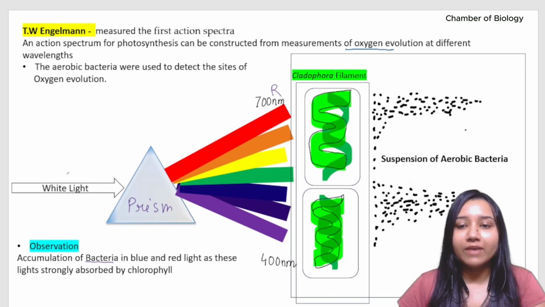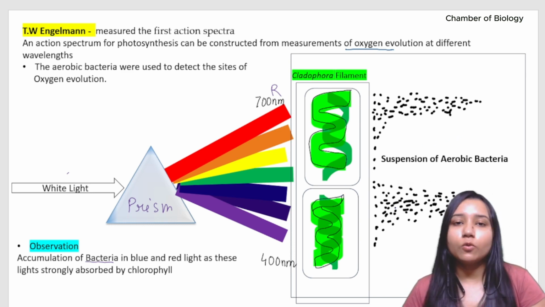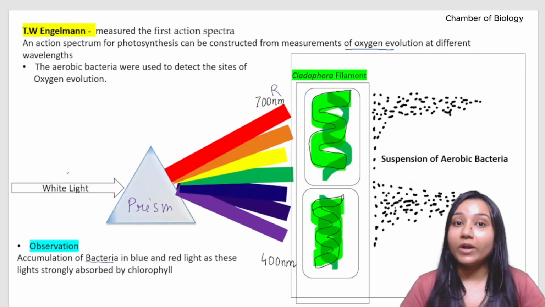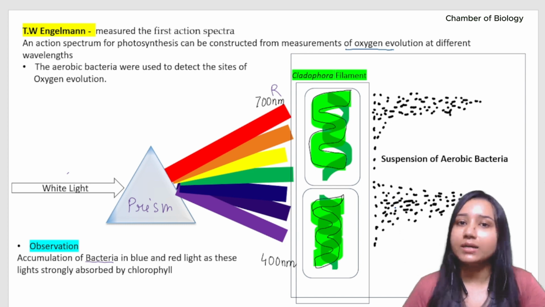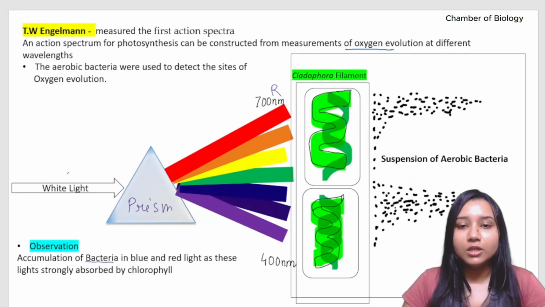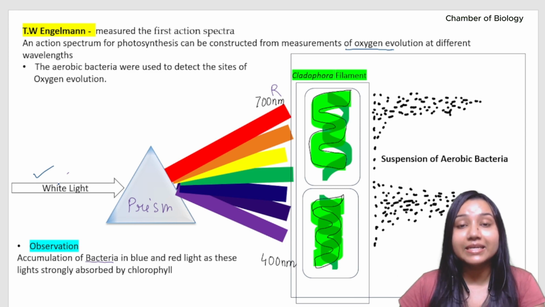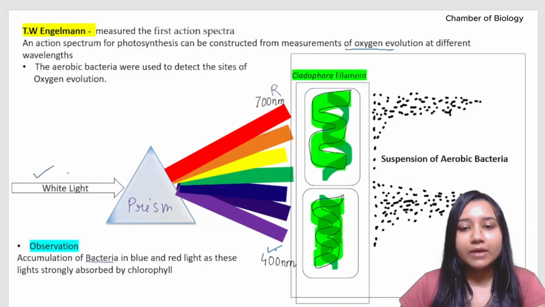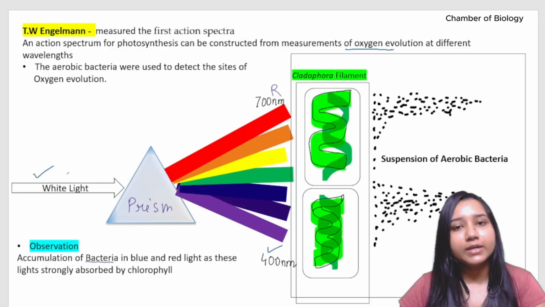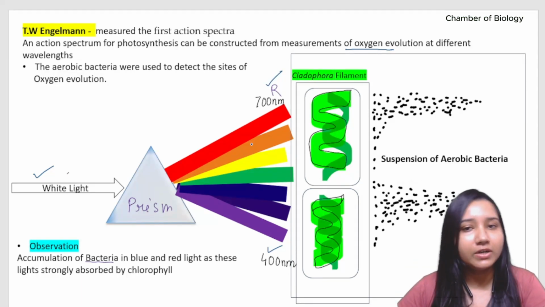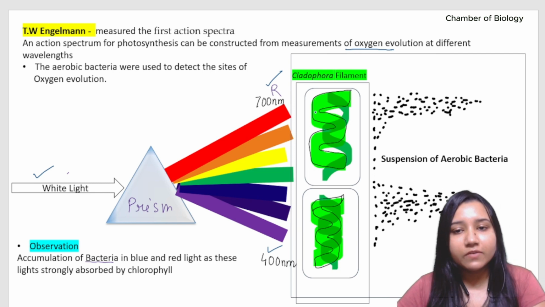So for this, we have taken aerobic bacteria, because we know aerobic bacteria require oxygen for growth and respiration. And what we can see here is that we have taken a Cladophora filament. It's a green algae. So once the white light, we all know that white light, if it passes through a prism, splits into 7 colors, that is VIBGYOR. As it is splitting, you can see that it starts from violet, around 400 nanometer, and goes to around 700 nanometer, that is our red light. So it is splitting into 7 colors.